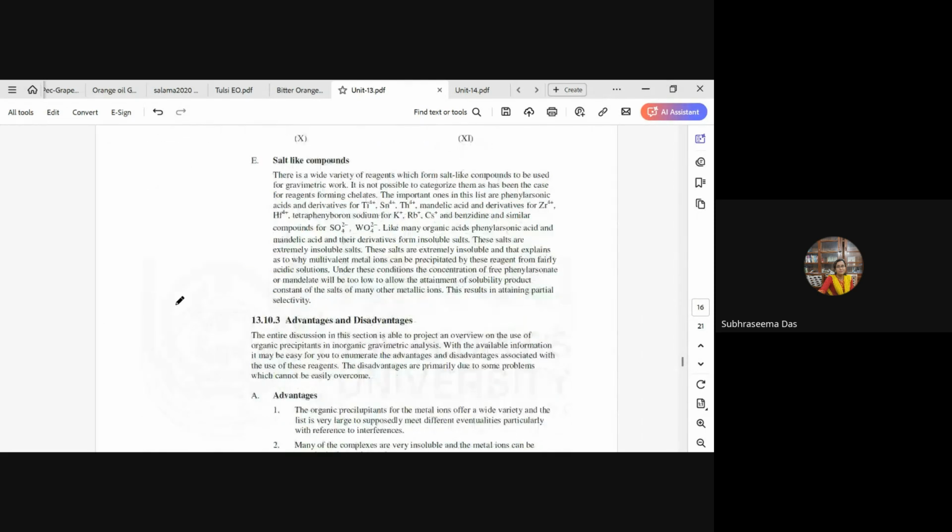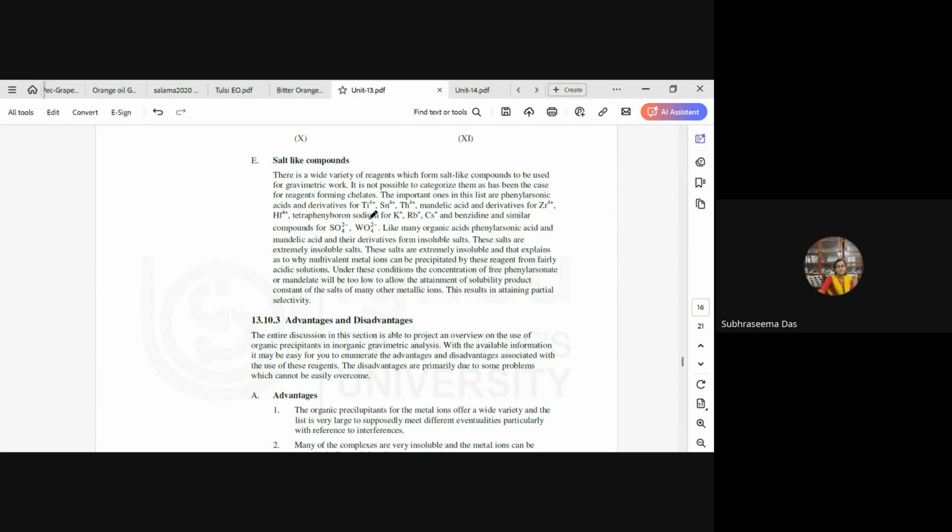Then now coming to salt-like compounds. There is a wide variety of reagents which form salt-like compounds that can be used as gravimetric reagents for different metal determinations. The important ones in the list are phenylarsonic acid and derivatives for titanium, tin, thallium, mandelic acid derivatives for zirconium and hafnium, sodium tetraphenylborate for K+, Rb+, cesium, and benzidine for sulfate and tungstate.